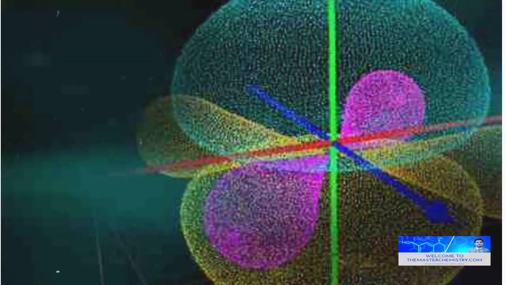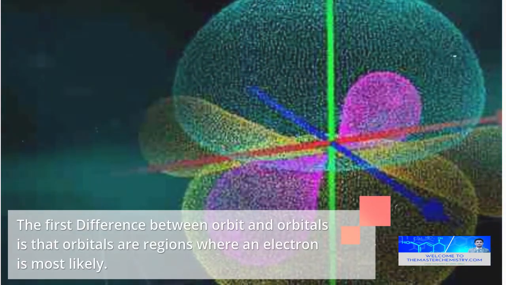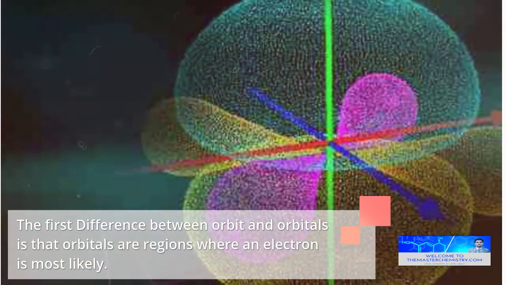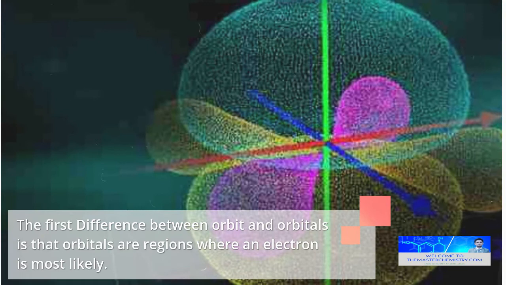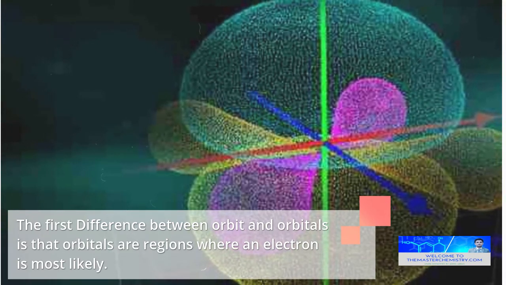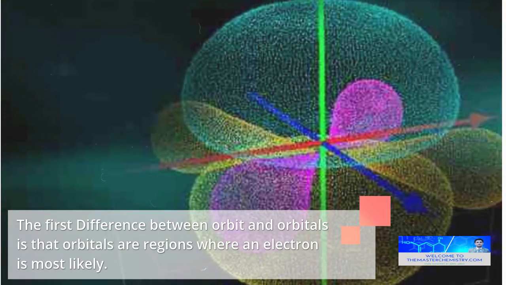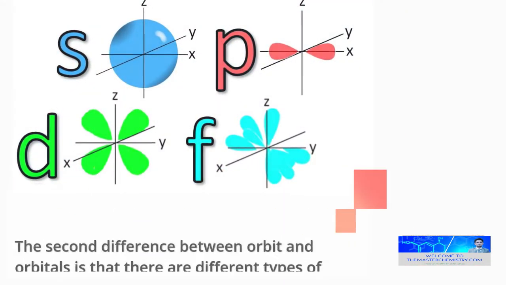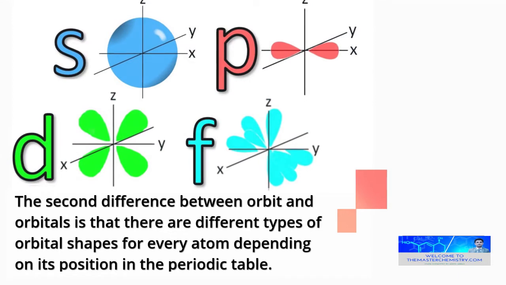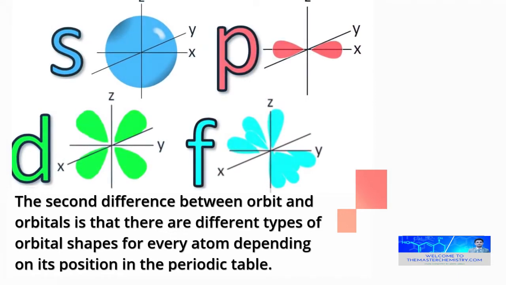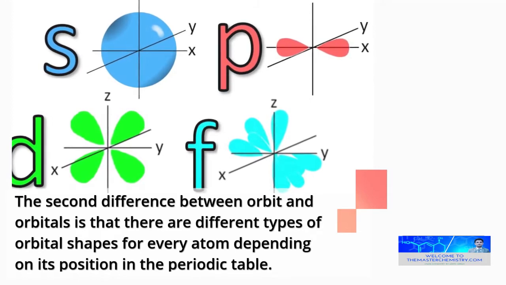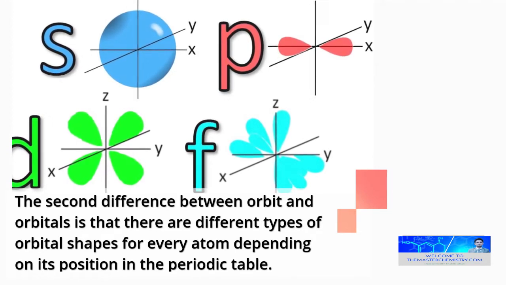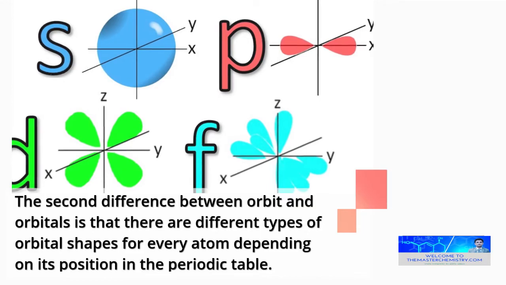The first difference between orbit and orbitals is that orbitals are regions where an electron is most likely to be found. Orbitals also contain the highest probability of finding electrons, whereas orbits do not have a high possibility of having their electron present in them. The second difference is that there are different types of orbital shapes for every atom depending on its position in the periodic table. There are four types of orbitals: the s orbital, p orbital, d orbital and f orbital.